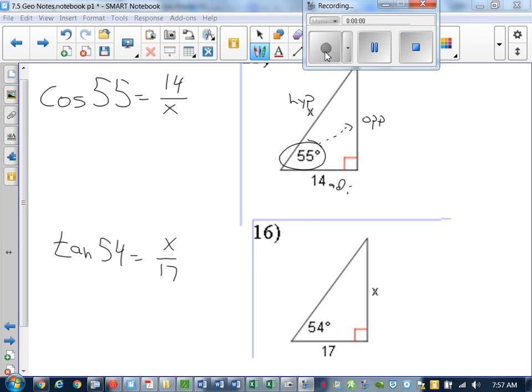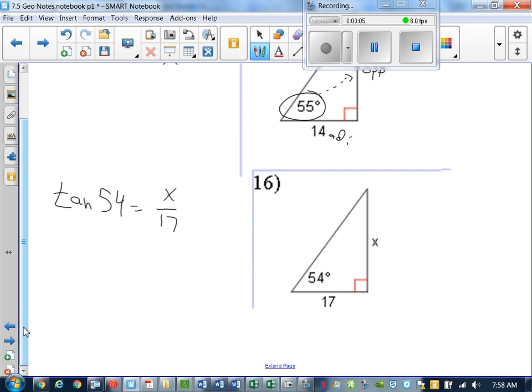The denominator, and that solves the equation. Here's what it would look like. I would take both sides and multiply by 17, and I would write down 17 tangent of 54 is x. And that's how I'm going to get some decimal. Okay? Now, one of the things that I need you guys to make sure of is, do you know how to check what mode your calculator is in?